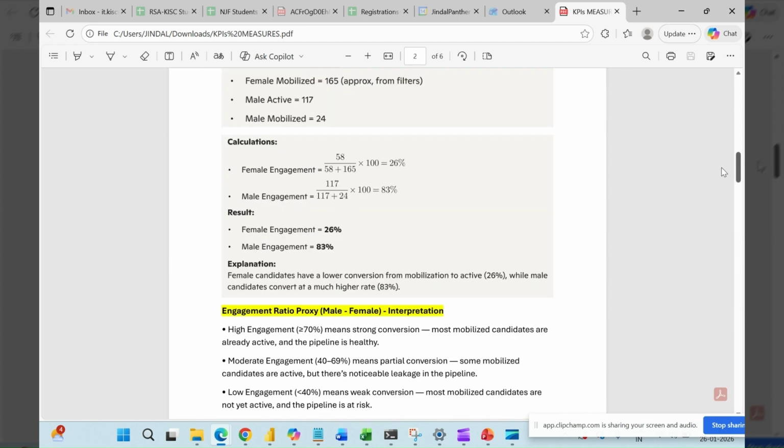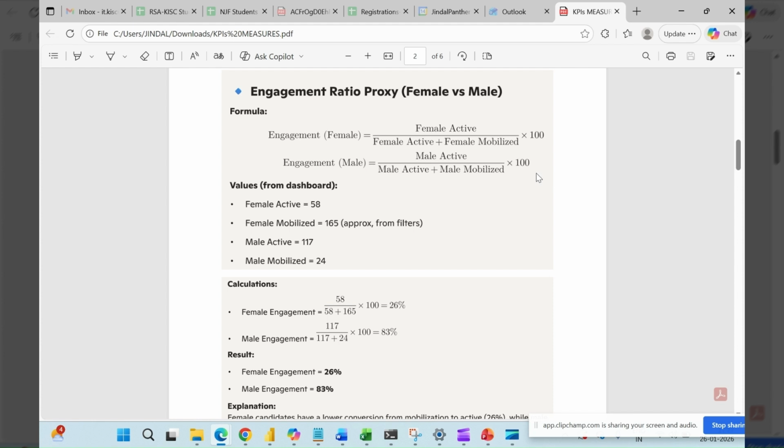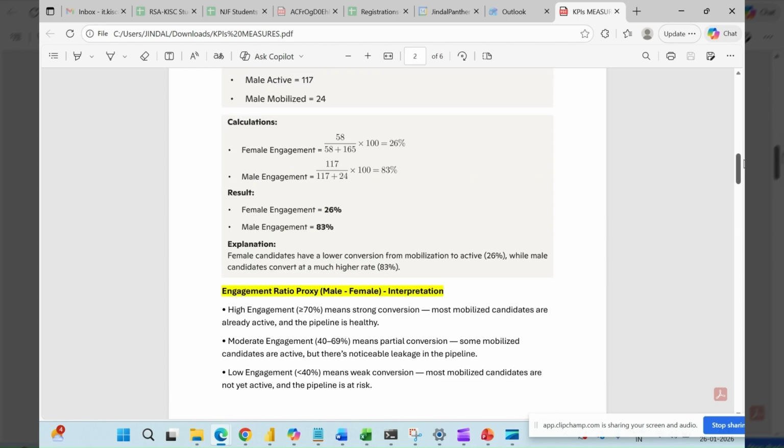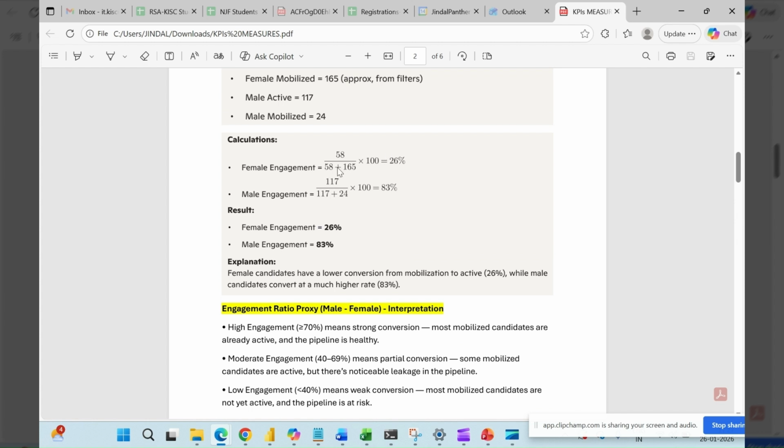So here, engagement ratio proxy, female versus male. Female active divided by female active plus female mobilized, into 100. That will give you the engagement proxy percentage for female, and similarly for male. So if we see here, 58 divided by 58 plus 165 into 100, 26% is coming, and then for male engagement 83% is coming.